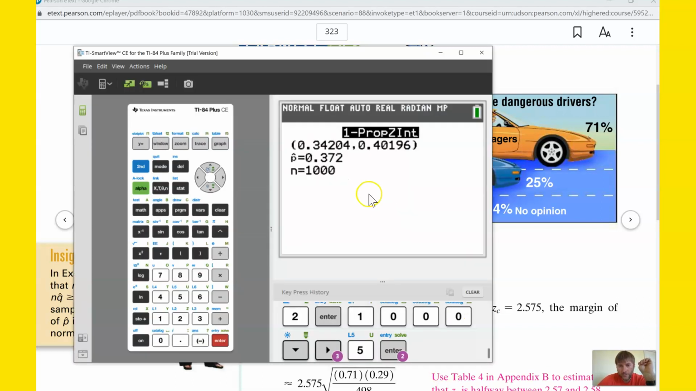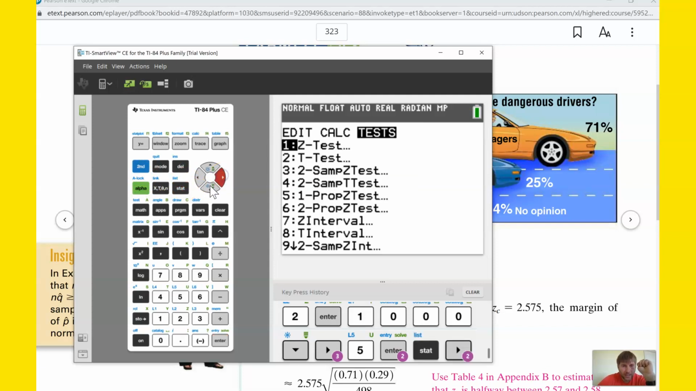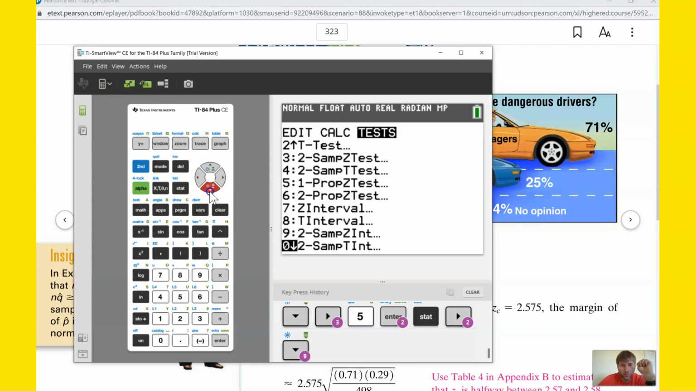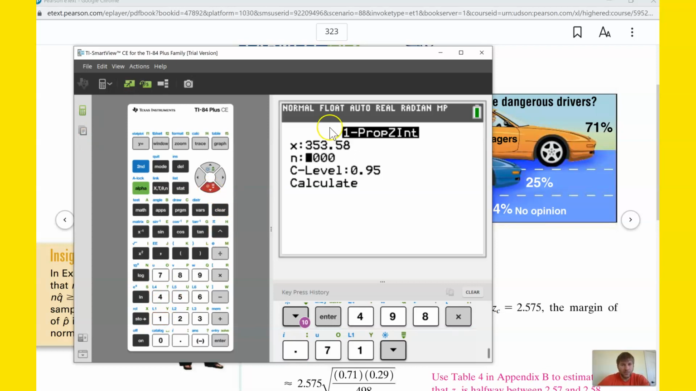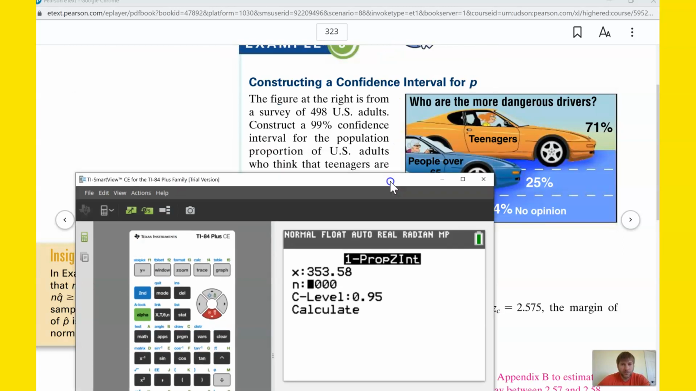So we go to our calculator and we go to stat and we do the tests and we go all the way down to one proportion z interval, one prop z int. And for x, it doesn't explicitly give me the number of people who said that, but it tells me 71% of 498. So I'm just going to type in 498 times 0.71, and that will be how many of that 498 said yes. And then, so 353, let me make sure.